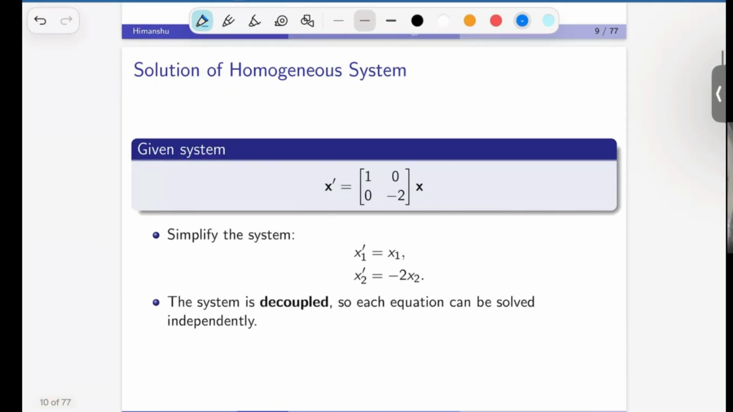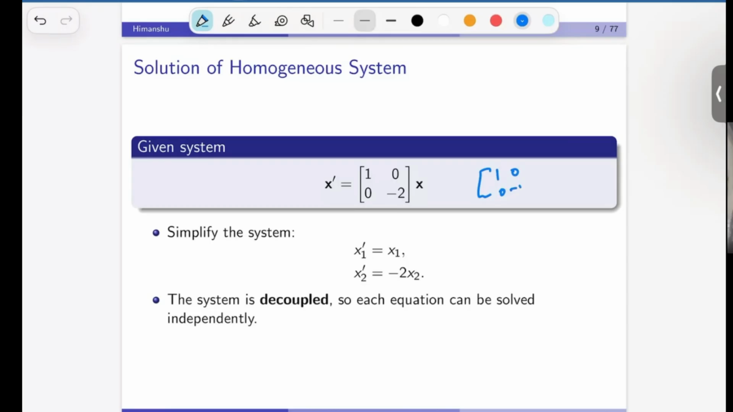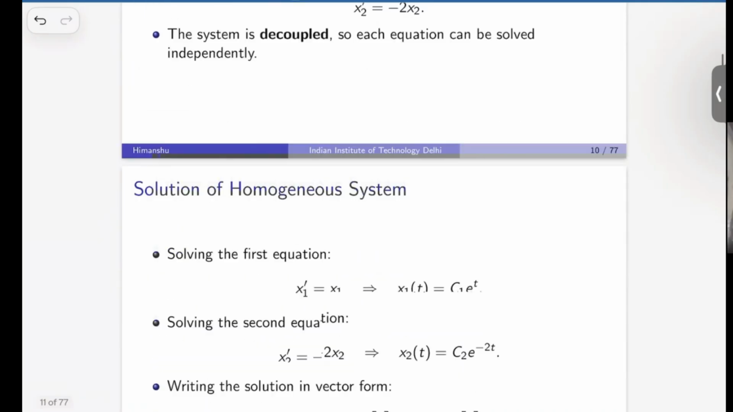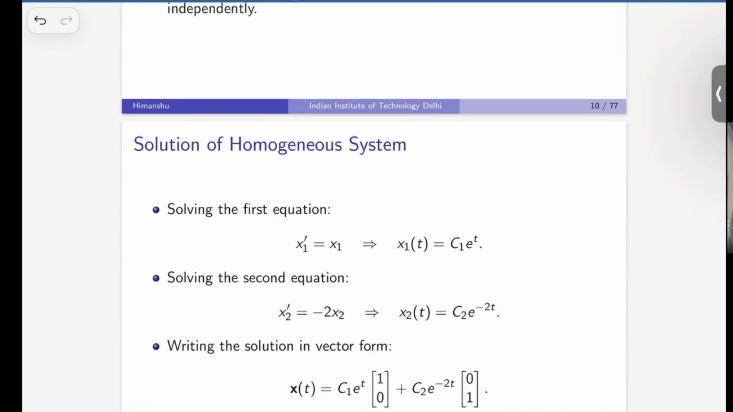So let's say I have the matrix 1, 0, 0, minus 2 acting on x1, x2. Just open this matrix form and compare the terms. We have our differential equations, and we solve them. Then, solving this system and solving this other system, we get this solution. Since my first system is independent of x2, we can solve it separately. Similarly, for x2, we can solve it separately and get one solution.